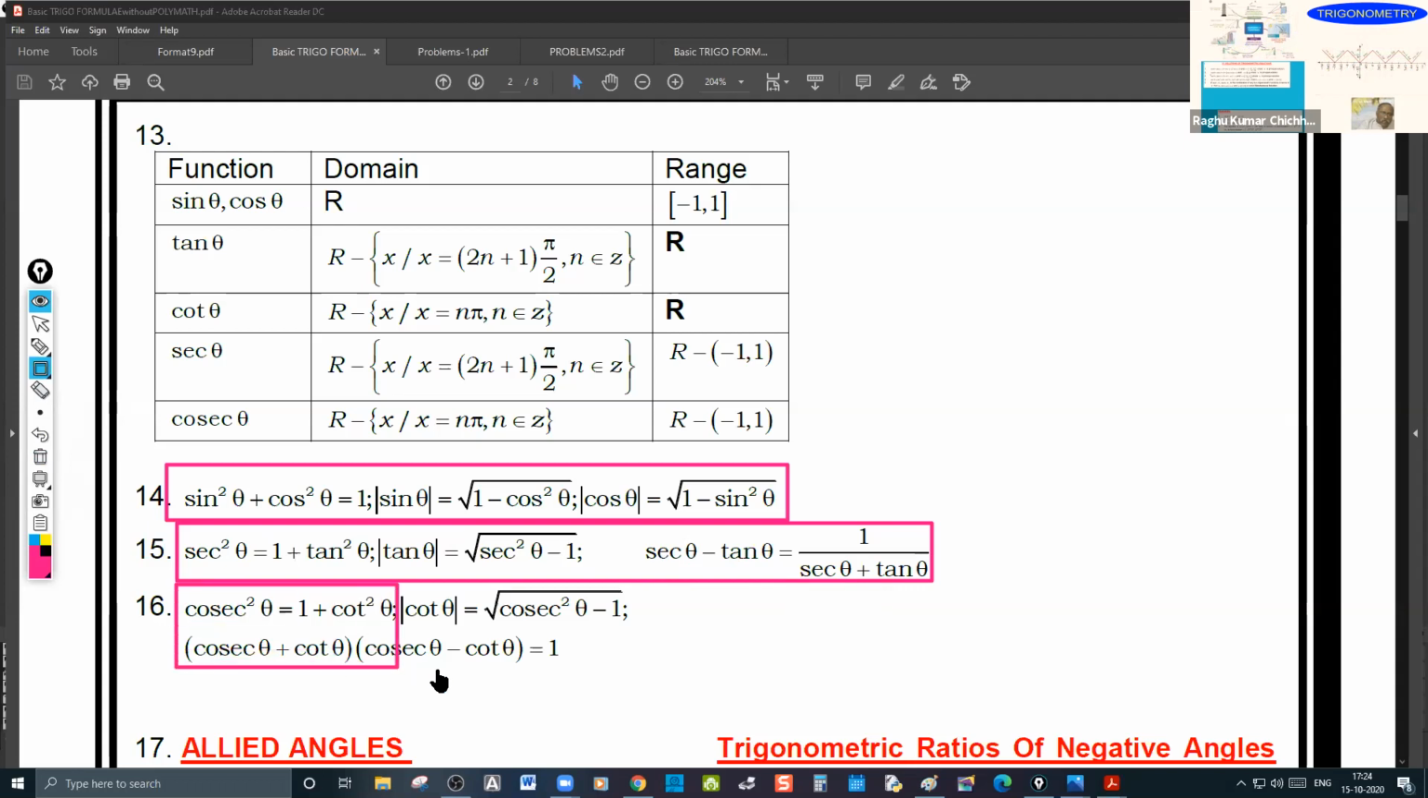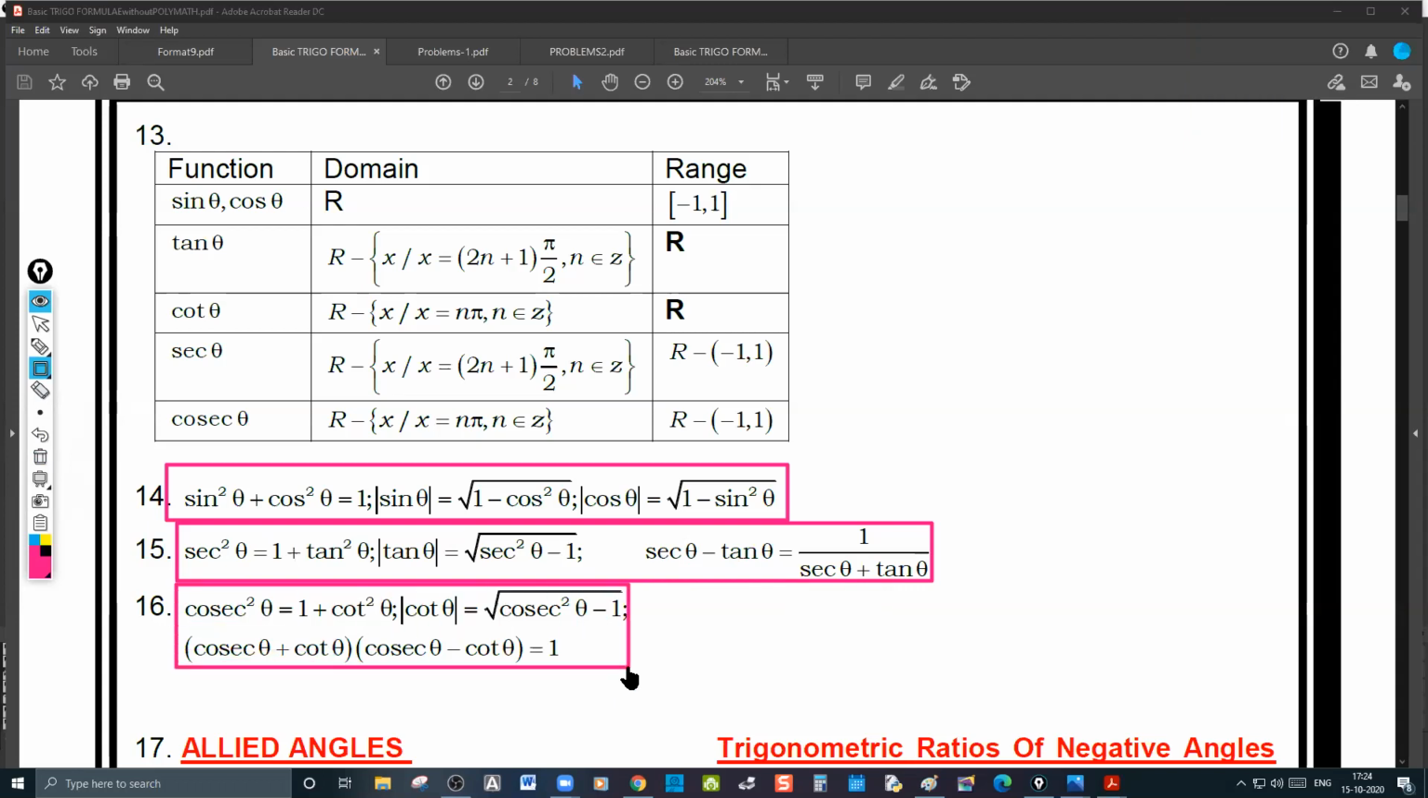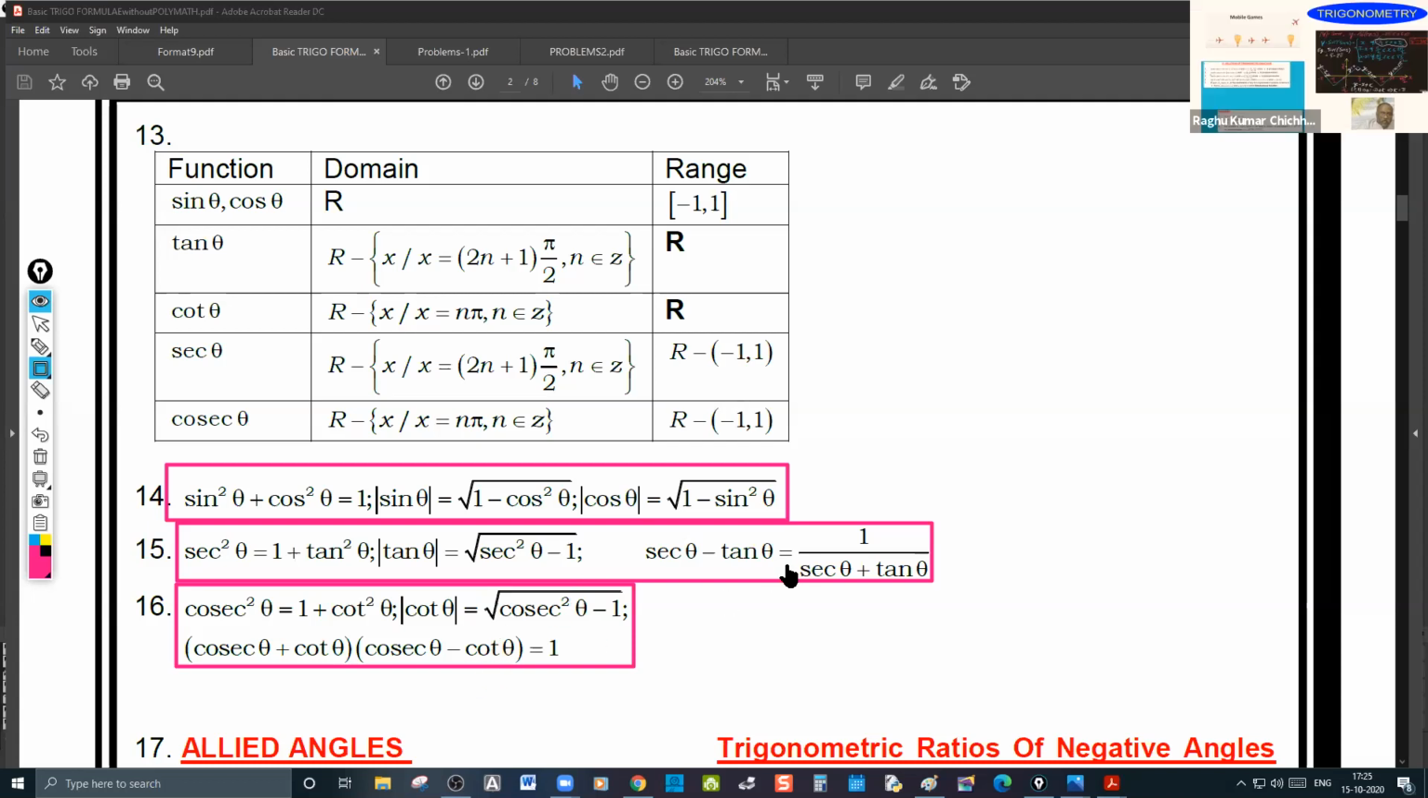Read this, Maurya, once. Cosec square theta equals 1 plus cot square theta. Modulus of cot theta is equal to root of cosec square theta minus 1. Cosec theta plus cot theta into cosec theta minus cot theta is equal to 1. That means this can also be written in this form.